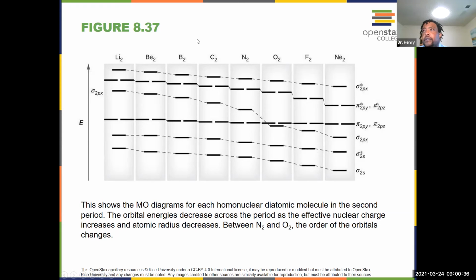So if you take a look right here, between nitrogen and oxygen is when we have a flip. Between nitrogen and oxygen, we flip the sigma bonding with the pi bonding. So we get pi bonding first here, and then we switch to sigma bonding first. So all of these guys go pi bonding first, then sigma bonding. Do you see that?